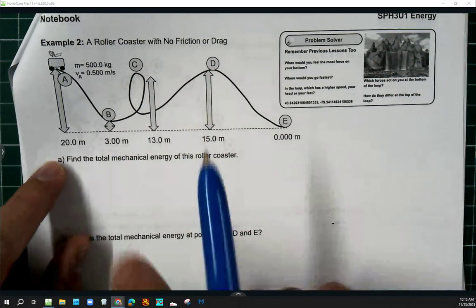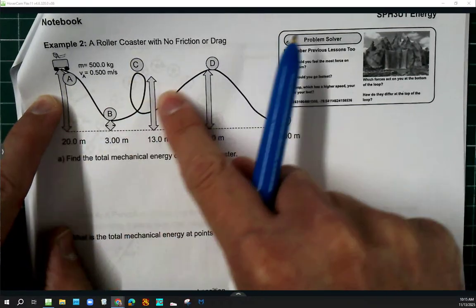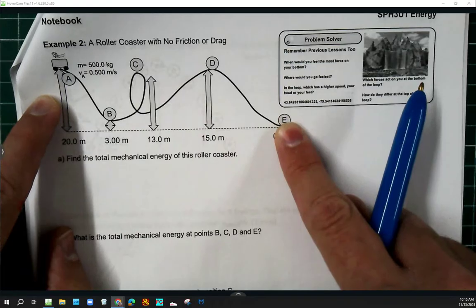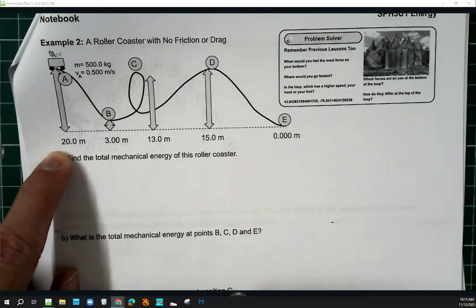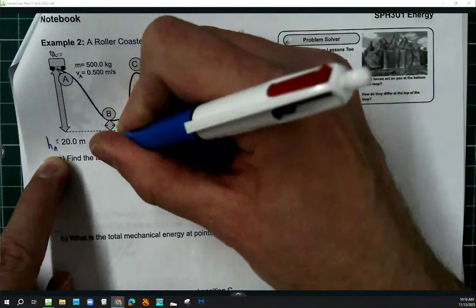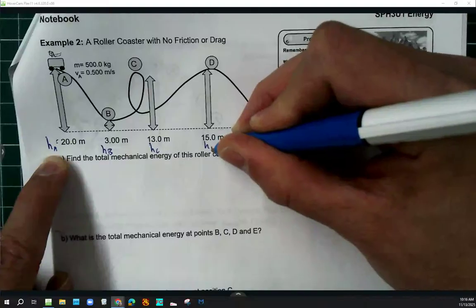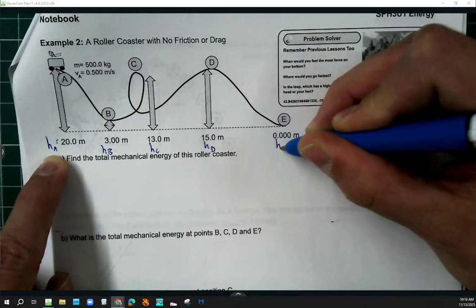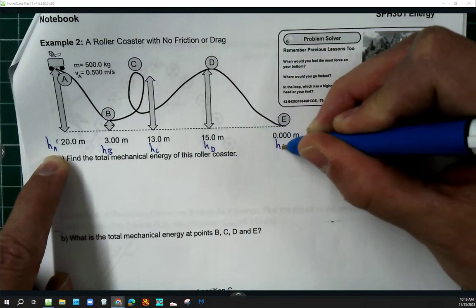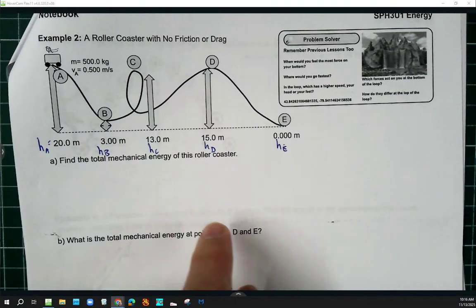But as this cart goes, it's going to start off at position A, go to B, loop around to C, up to D, and then all the way down to E. And so I've got some heights here. It looks like this is height A, this is height B, this is height C, height D, and finally height E. You get to the end of the track. And if it's a true roller coaster, not a powered ride, this would have to be the case.